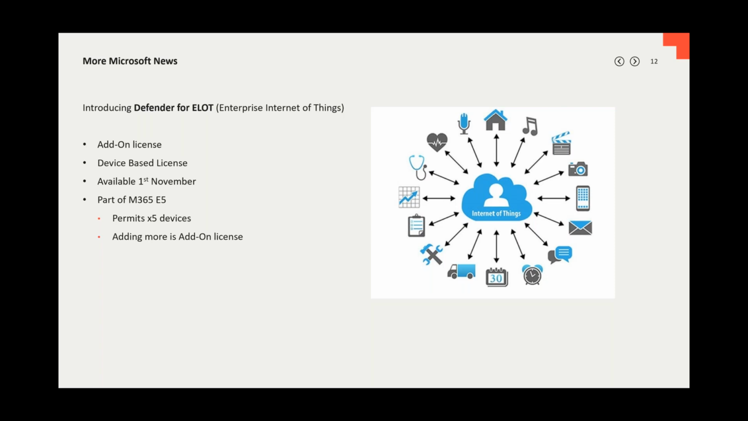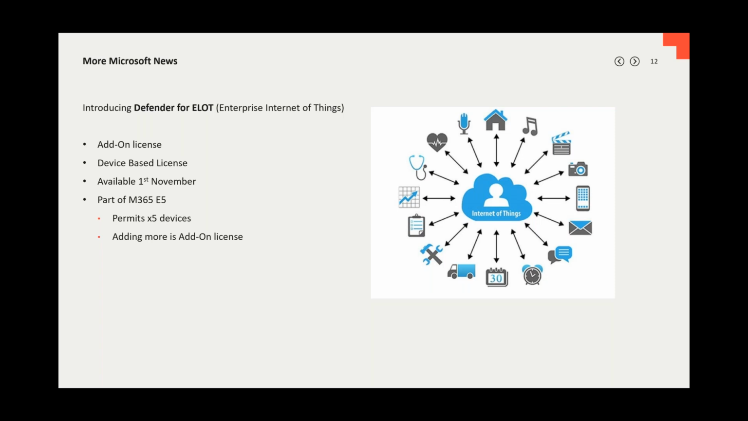So you can enable any real-time device, as long as that device is doing business operations, to discover, continuously monitor, and have vulnerability management on those devices. It's going to be available from the 1st of November. Like I said, it is going to be a device-based license. This is where it gets a little bit interesting. So it is going to be part of Microsoft 365 E5.